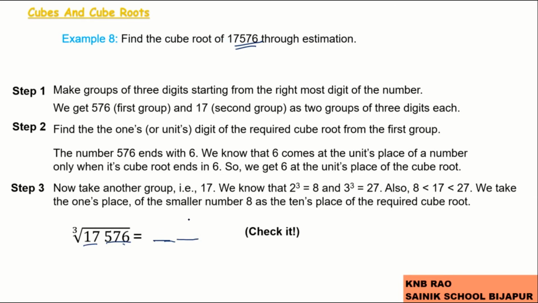Since it is ending in 6, the units place of the cube root is 6, and 17 lies between 8 and 27, which are perfect cubes. 8 is to be chosen, so its cube root is 2. So we need to check whether 26 cubed gives 17,576 or not. That is what we can do. So this is how we find the cube root of a perfect cube through the estimation method.